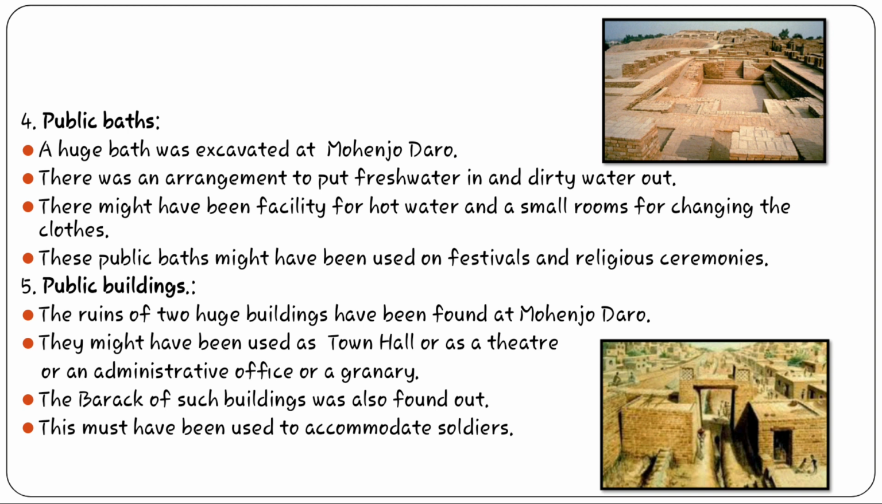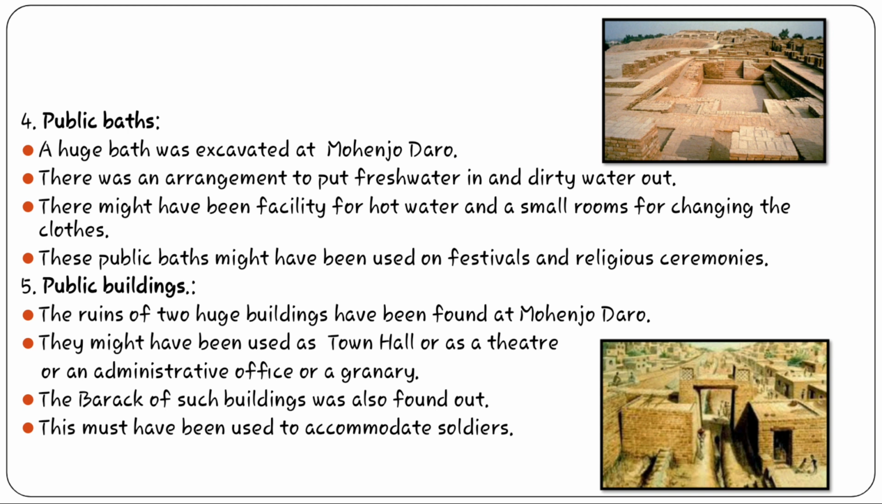Maybe there was having facility of hot water and small rooms for changing the clothes. This public bath might have been used on festivals and religious ceremonies. Next one is public building. The ruins or the remains of huge buildings have been found at Mohenjo-daro. They might have been used as a town hall or as a theatre or an administrative office or a granary. Granary means the place where they used to keep grain, storehouses.